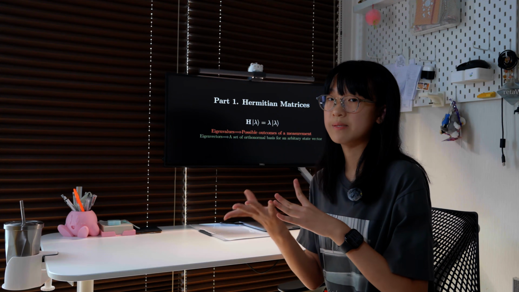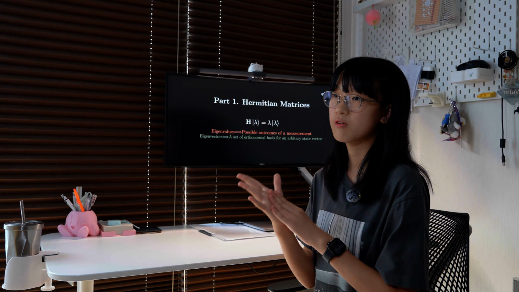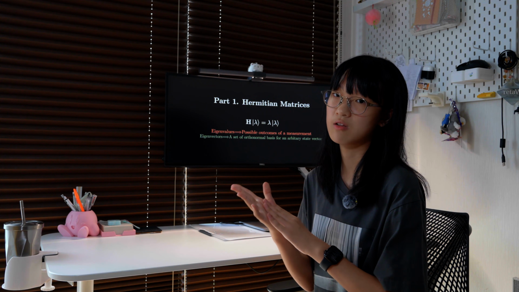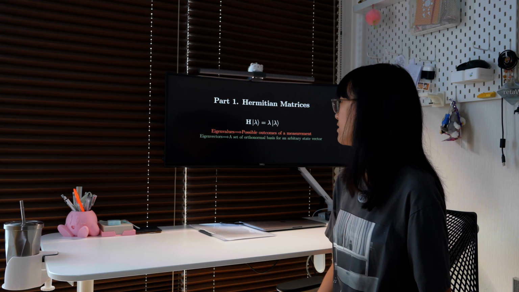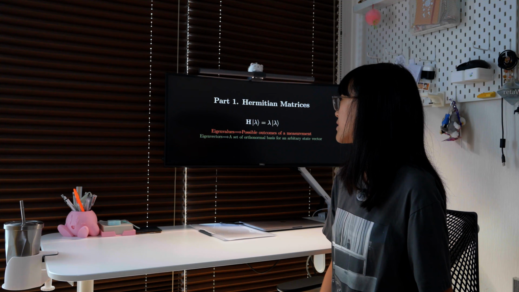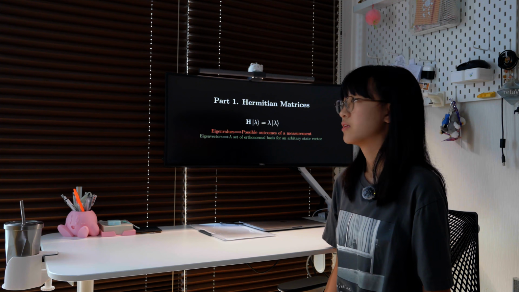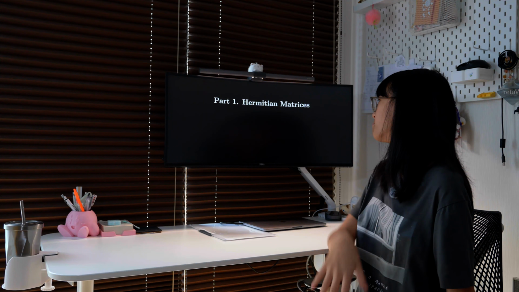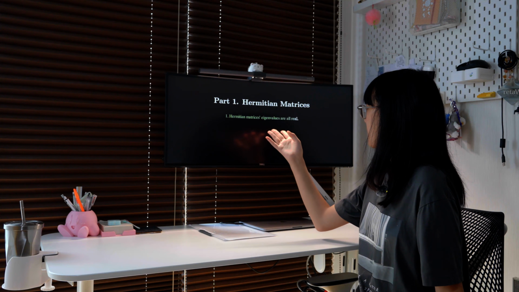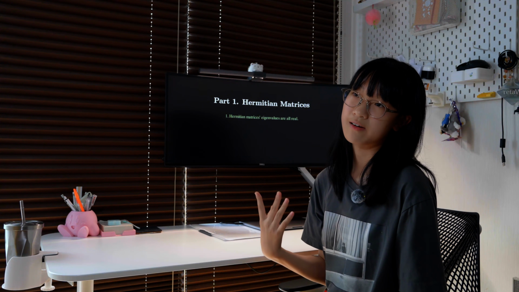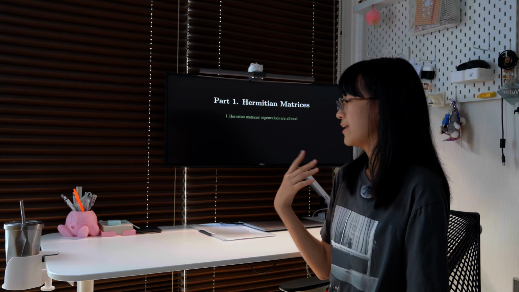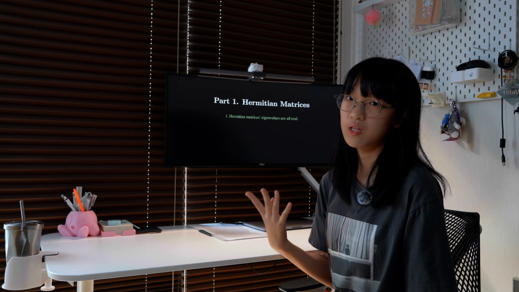So why do we specifically choose Hermitian matrices to represent physical observables? According to our definitions, we can finally explore the properties of this kind of matrices. The first property is right here. Hermitian matrices' eigenvalues are all real. Why is it important? Also, it's pretty clear. The outputs of measurements must be real numbers.